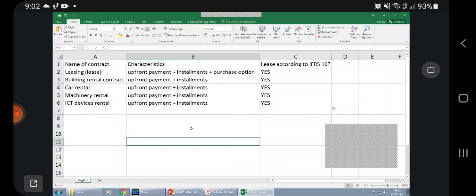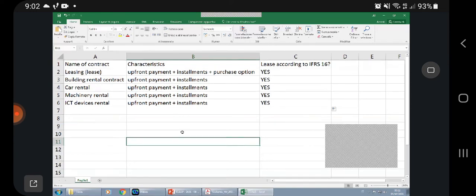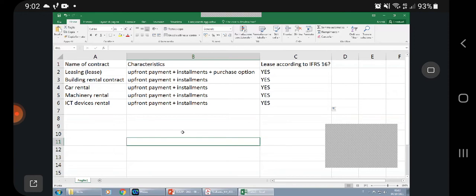And in that case, this means that in the contract there are two things: the lease of the asset and the service of the crew. Is it clear for everybody? If not, I repeat. Okay.